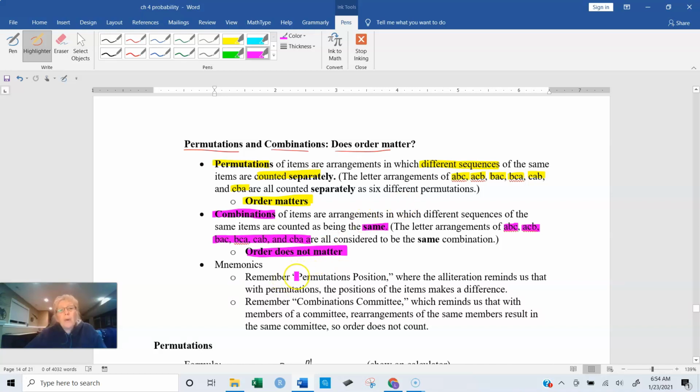This is hard to remember, and I know that. So for permutations, your author uses permutations position. All right, combinations committee is how he remembers it. You have to find some way of remembering. Permutations position, order matters. Combinations committee, order does not matter. So let's go down here.